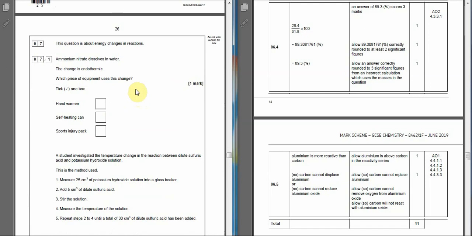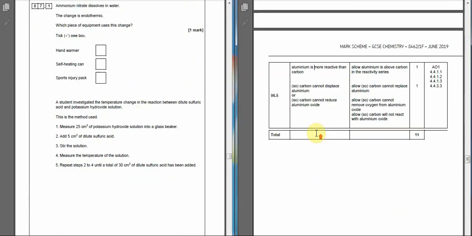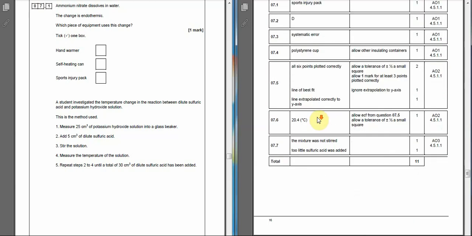It's not a hand warmer. It's not a self-heating can. No, can't be that. Sports injury pack. Yes. Put ice on it. Keep it cool. Reduce the swelling. There you go. We'll have that one as our option. Okay.